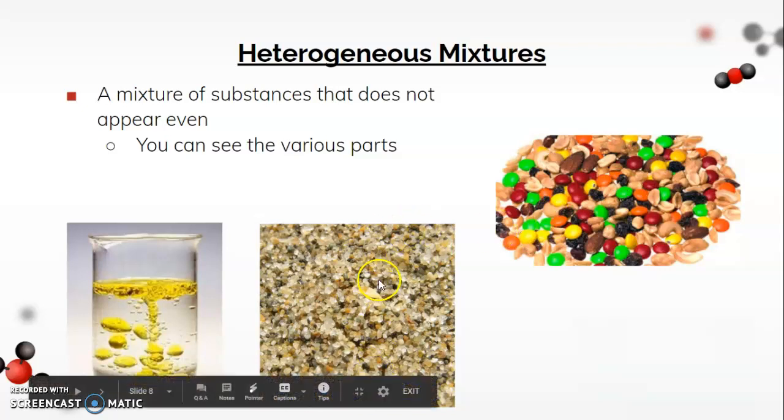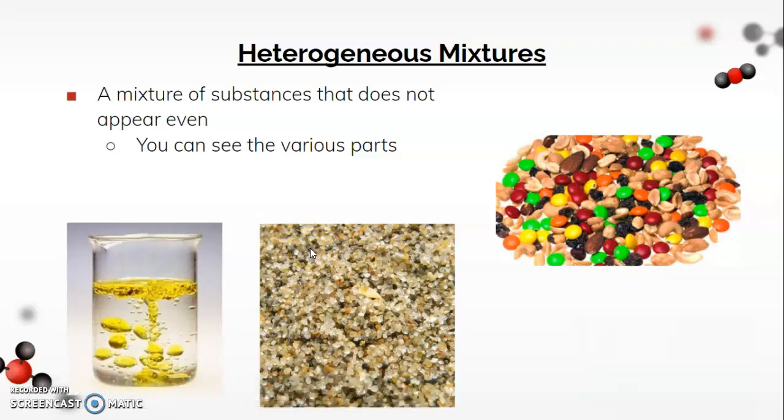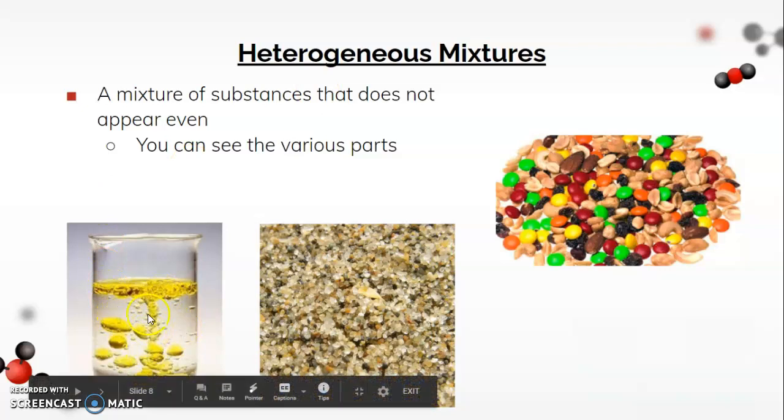Same with our sand. We have our little clear sand, we have our little brown pieces of sand, we have really dark black pieces of sand. We can see all the individual different types of sand. And when we can see with our eyes all those different parts, it means that it's a heterogeneous mixture. Hetero meaning different parts, different pieces. Same with our oil and water mixture. We can see the different parts.